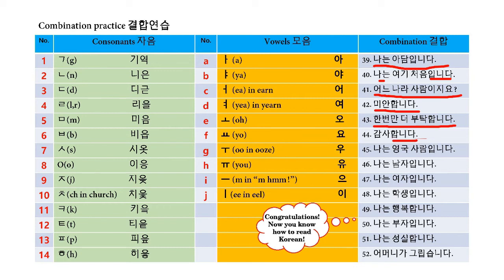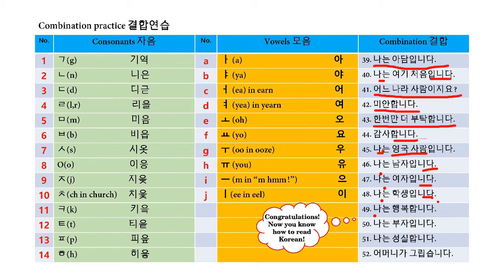감사합니다. Thank you. 나는 영국 사람입니다. I am Englishman. 나는 남자입니다. I am a man. 나는 여자입니다. I am a woman. 나는 학생입니다. I am a student. 나는 행복합니다. I am happy. 나는 부자입니다. I am rich. 나는 성실합니다. I am conscientious. 어머니가 그립습니다. I miss my mother. So you have almost every sentence with a 니다 ending.